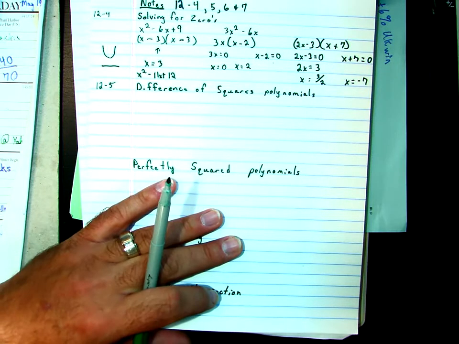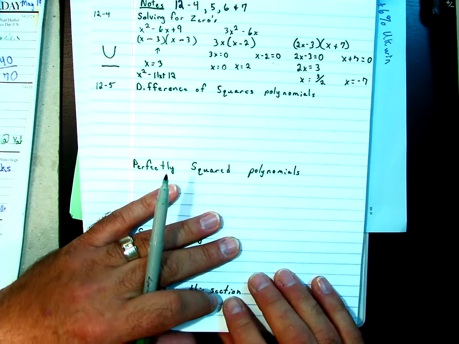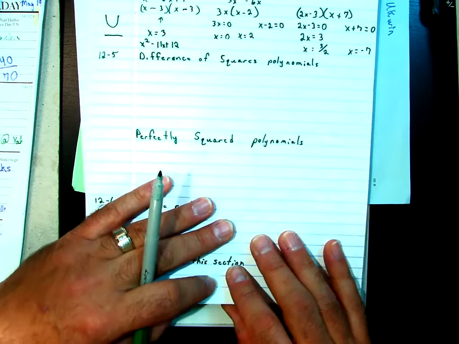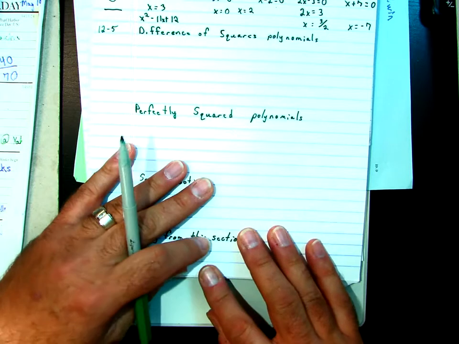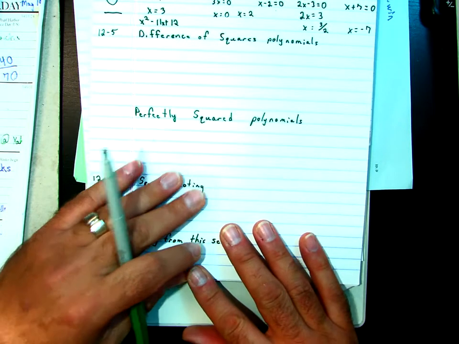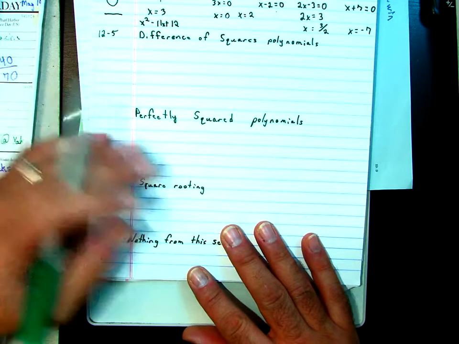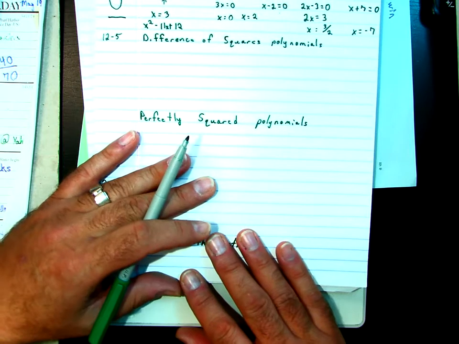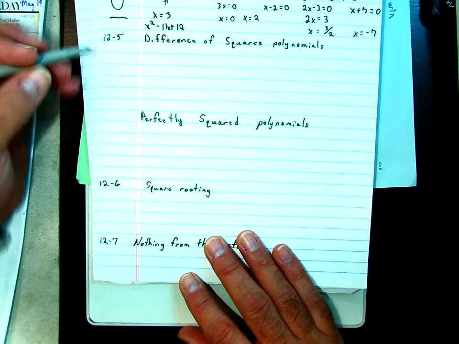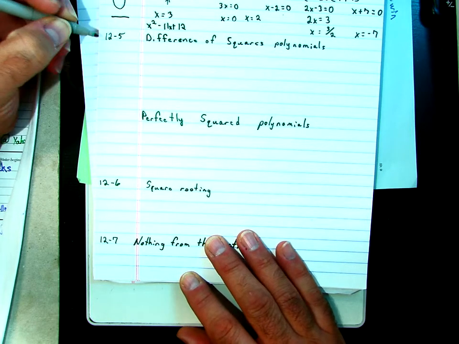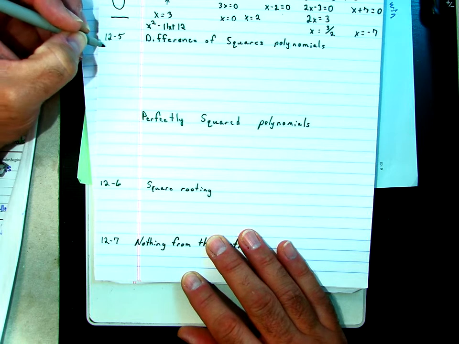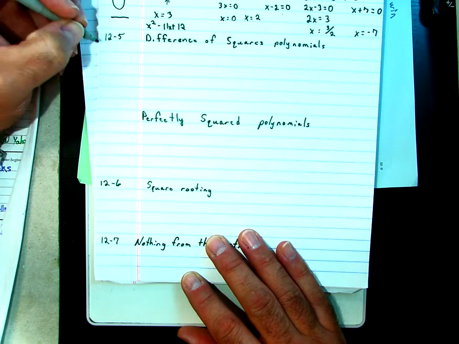And those are the basics of 12.4. 12.5. 12.5 deals with something called the difference of squares. This is called the difference of squares because you have to be able to recognize your perfect squares. Many of you don't. I'll write them down. You have to study them because you have to see this is a very specific type of problem.